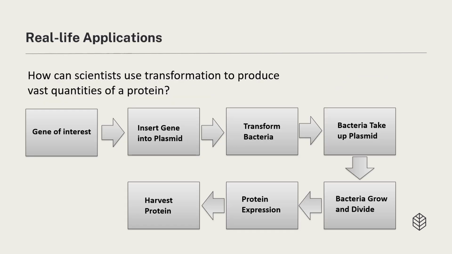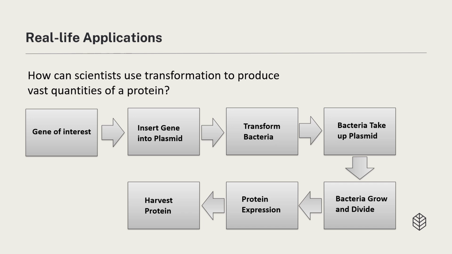For the real-life application of the experiment, we can use this technique to produce vast quantities of one protein. So how can scientists use transformation to do this? First, scientists insert the gene encoding the protein of interest into a plasmid, which is then introduced into bacterial cells. Once the bacteria take up the plasmid, they use their cellular machinery to express the gene and produce the protein.